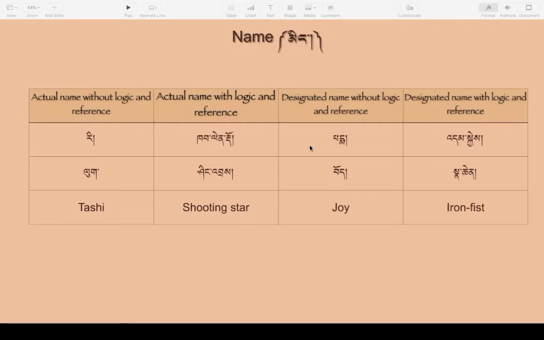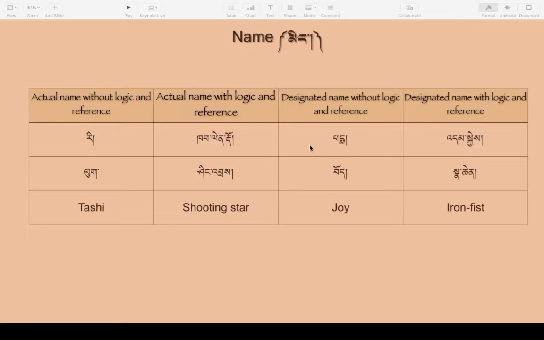Then similarly, we have another example like Senge. Senge means lion, but sometimes we give our pets, like dogs, the name Senge. For whatever reason it may be, we call them Senge. But now the thing is that even though we call them Senge, which is lion, the dog is not a lion.